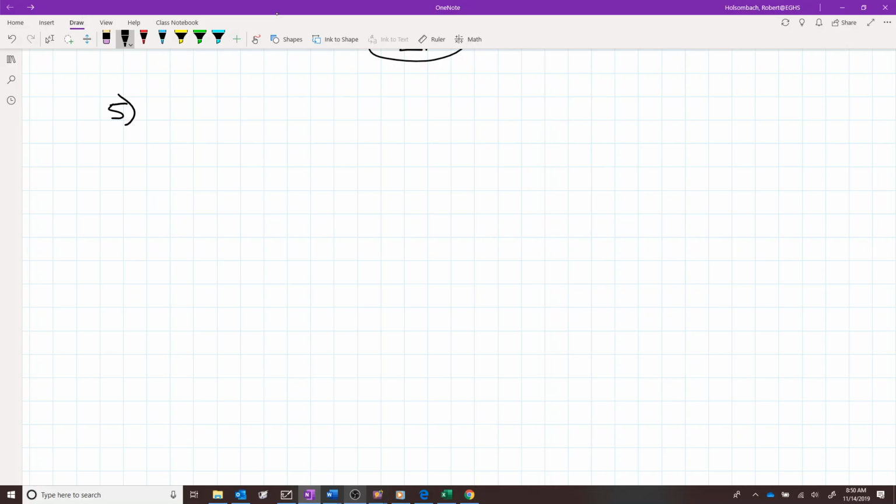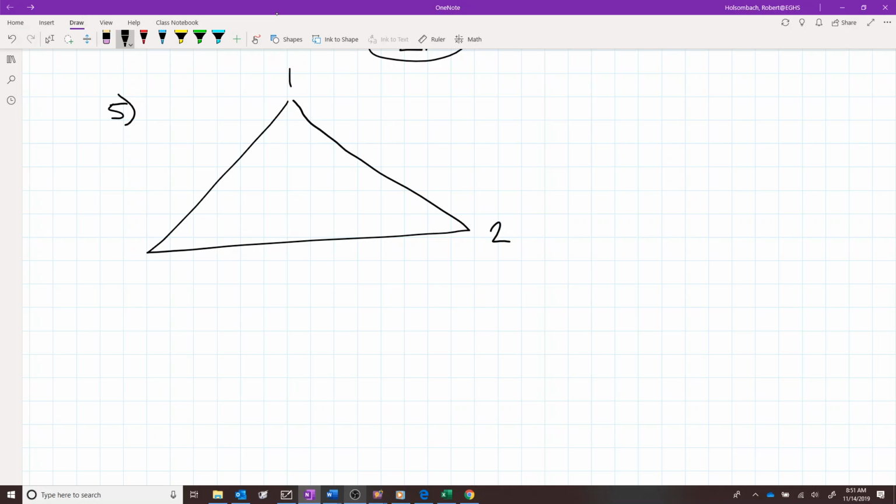Number 5 talks about 3 security cameras mounted at the corners of a triangular parking lot. So here's your triangular parking lot. Let's label these camera 1, 2, and 3. Camera 1 was 158 feet from camera 2, so the distance between cameras 1 and 2 is 158 feet. Camera 2 was 121 feet from camera 3. Cameras 1 and 3 were 140 feet apart.